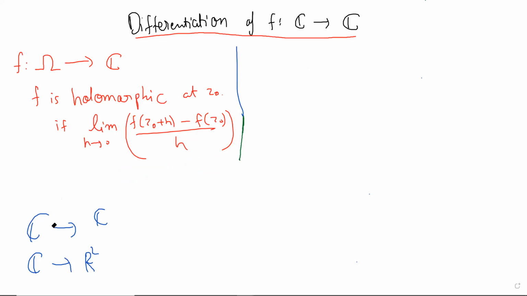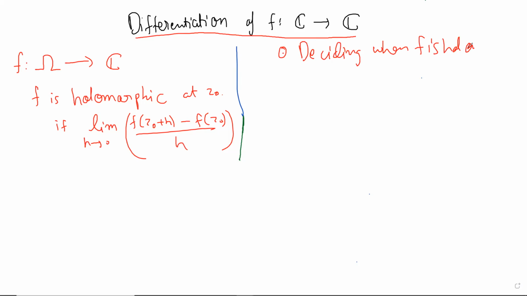Okay, so this is fine, so we know the definition. Now what was the goal for today? The goal is, number one, deciding when f is holomorphic or differentiable. See, the problem is that there are so many ways you can approach h, right? So how do you really find out the limit? How do you decide whether f is holomorphic? This becomes problematic because a function from C to C can be very complicated, and how do you understand it? And then finding the derivative.